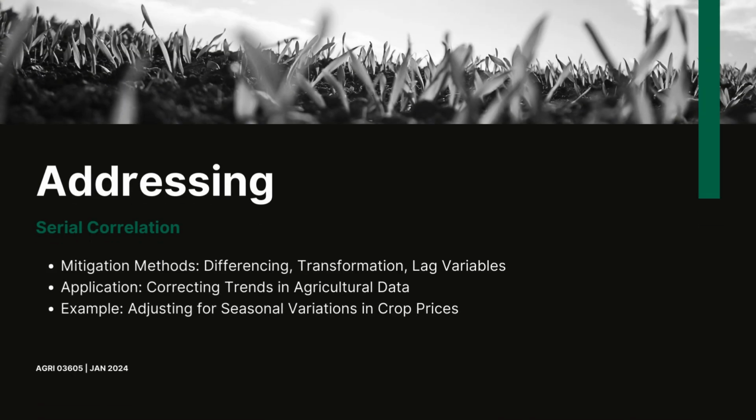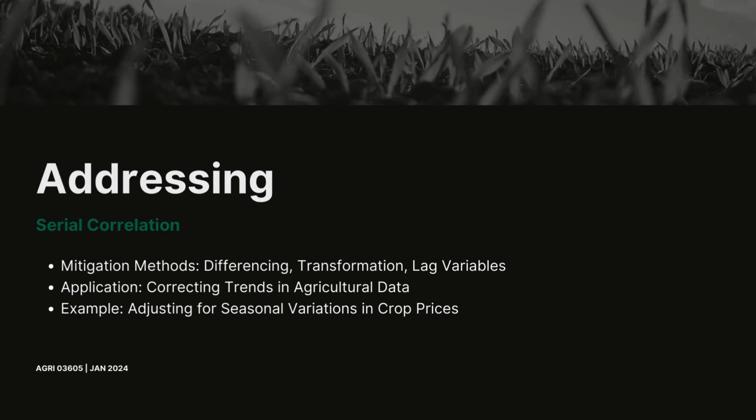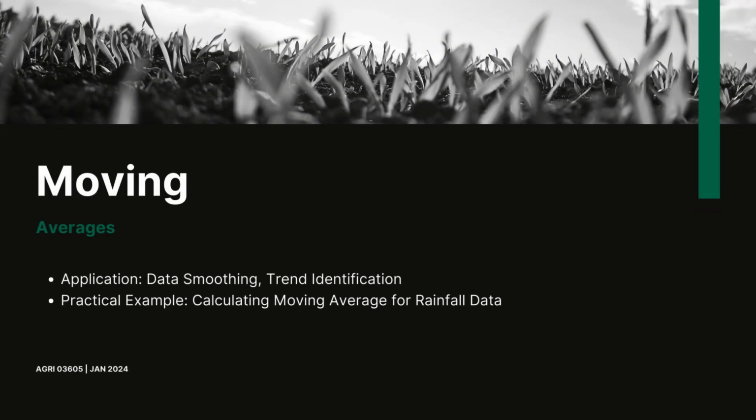How do we tackle serial correlation? We can use differencing, transforming variables, or adding lagged variables into our model. This is particularly vital in agricultural data to correct for seasonal and cyclical trends, like adjusting crop price data for seasonal variations. Depending on your application, you may want to smooth how prices vary in the short term, or you may want to smooth longer trends like the normal variation in commodity prices throughout the production year.